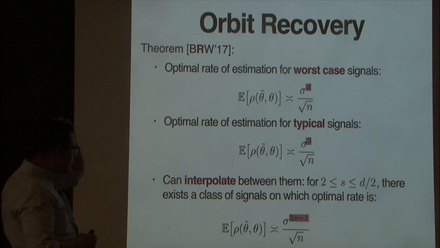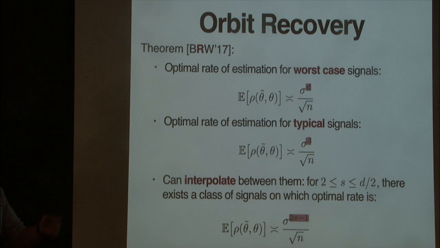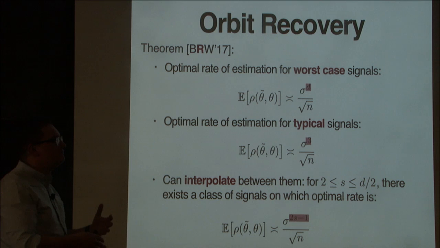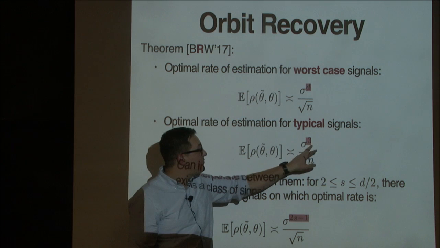Now, the second thing is the optimal rate of estimation for a typical signal. What is a typical signal? Well, it's a signal that has essentially no vanishing Fourier coefficient. All my Fourier coefficients are non-zero. I will call this a typical signal. I call it typical because the complement is a set of measure zero in R^d. And here I have this scaling, which is better. It's not sigma to the d, it's sigma to the 3 over root n.